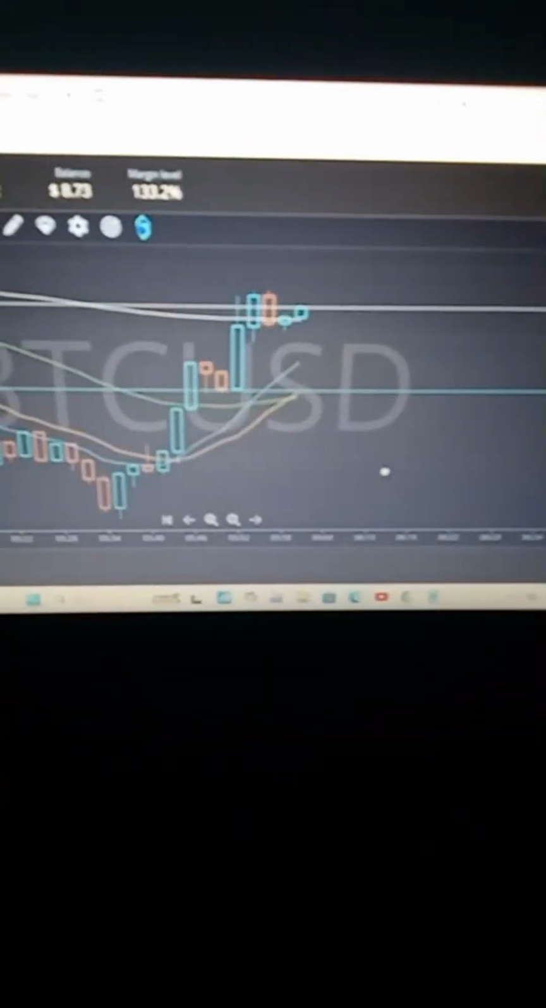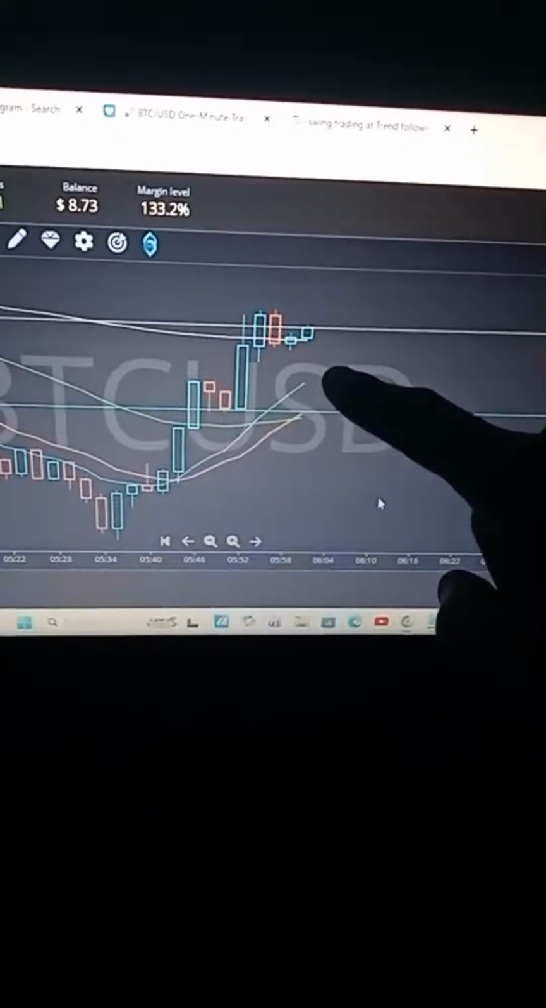Look how the blue moving average, hold on, not the moving average. Look at the candlestick. Okay, hold on. All right, let me just make this a little bigger for you. All right.